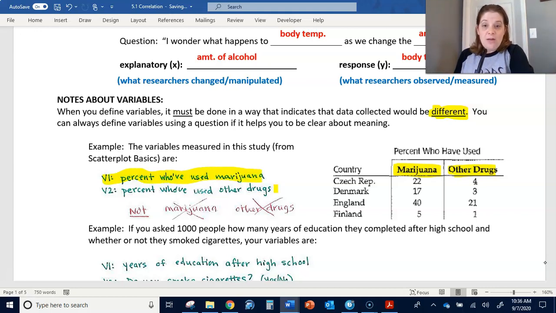Okay, if I ask these two questions or I measure these two things, I can show differences in those values. I don't want to say my variable is marijuana or other drugs. That's not a variable. That's a category subtype, I guess. Okay, but that's not a variable. The variable has to be something where it is very clear that the answer could be something different.